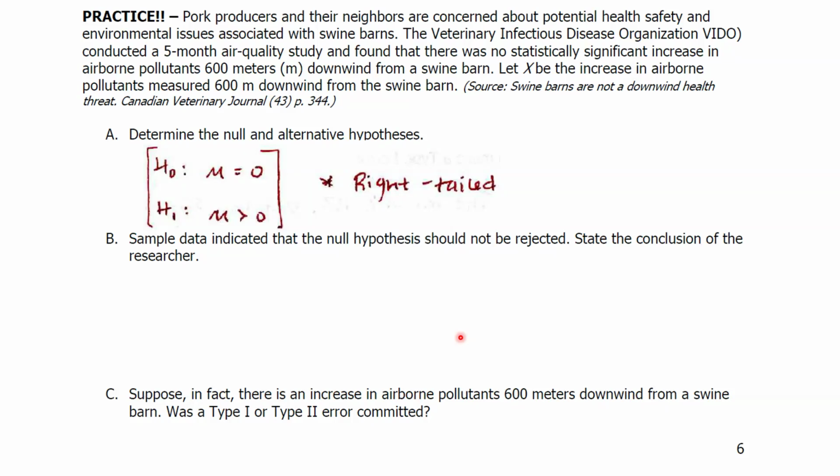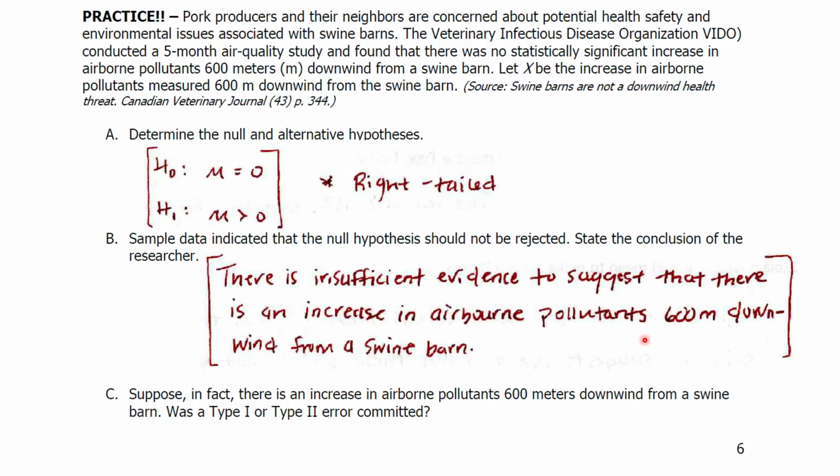So the sample data indicated that the null hypothesis should not be rejected. State the conclusion of the researcher. So there is insufficient evidence to suggest that there is an increase in airborne pollutants 600 meters downwind from a swine barn. Note here that we say insufficient evidence, not prove there's no increase.